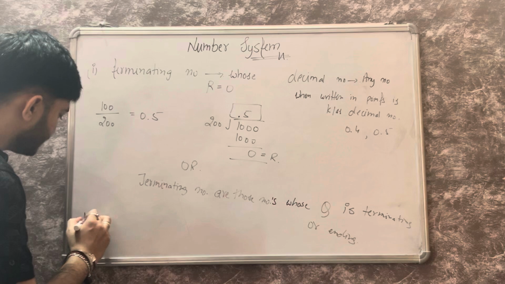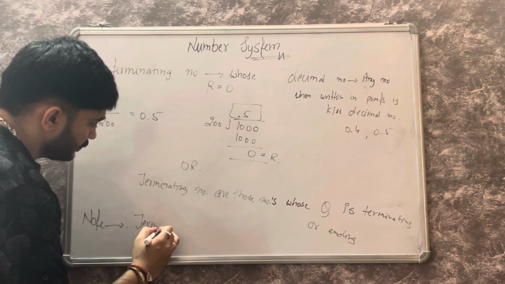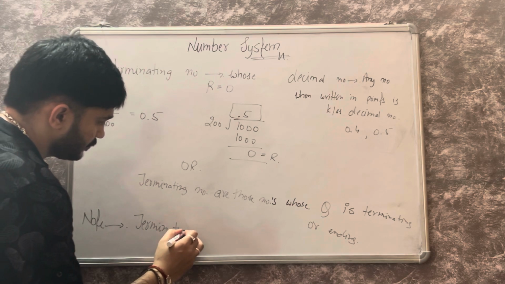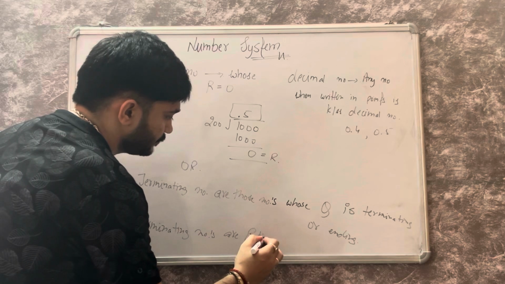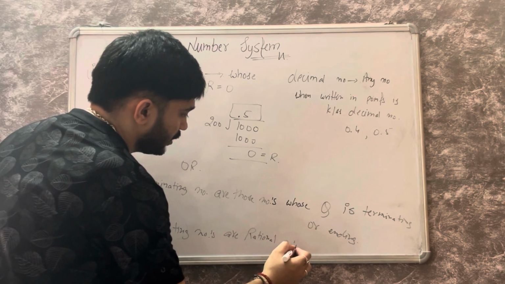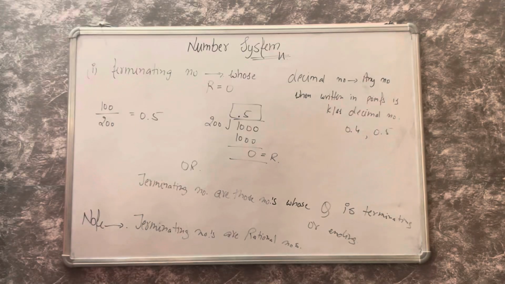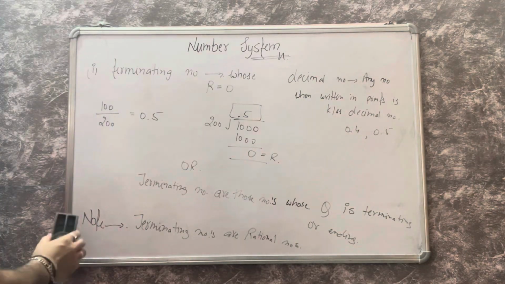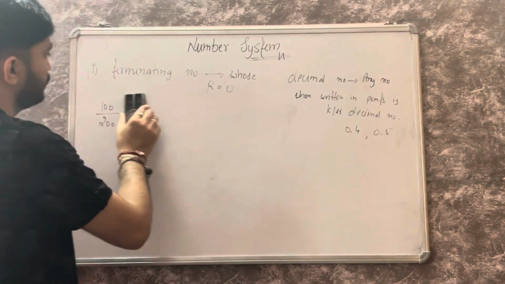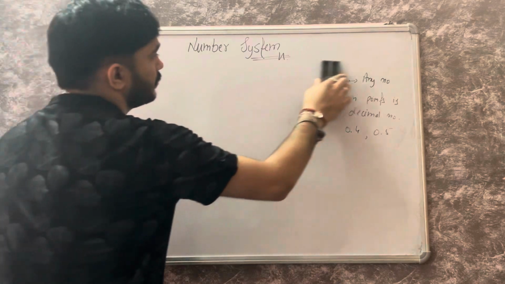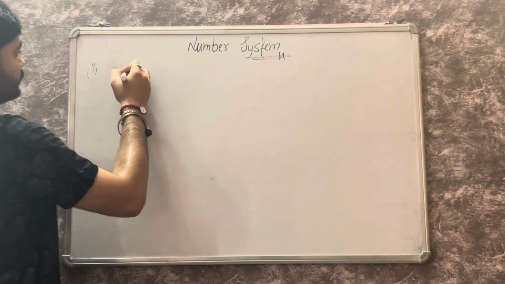Always write this as a note. Terminating numbers are rational numbers. Terminating numbers are rational numbers. Any doubt? Now let us move towards the second type, that is, what are non-terminating numbers.